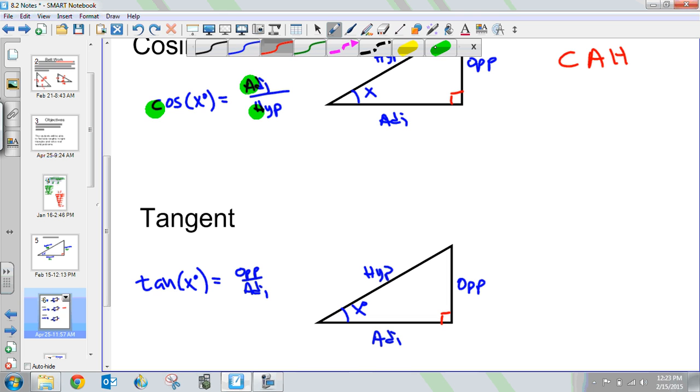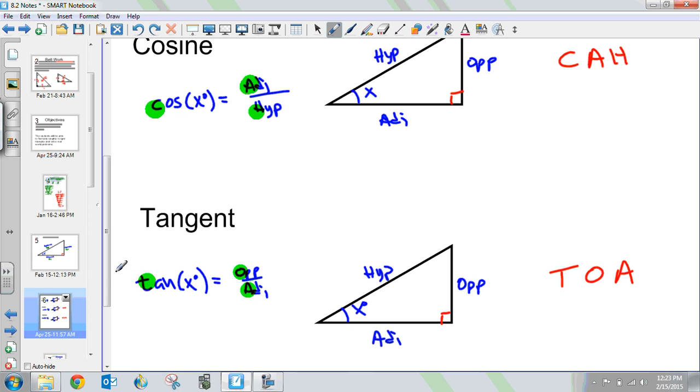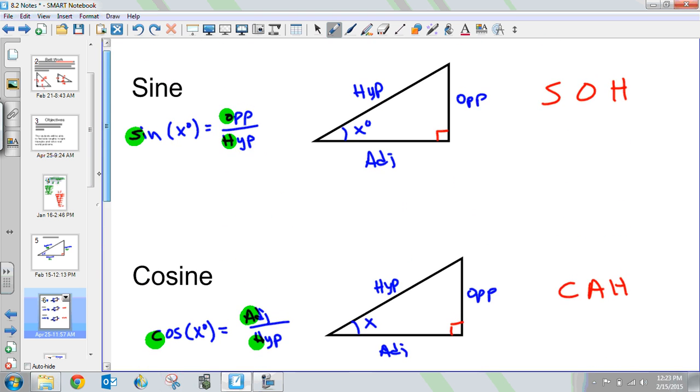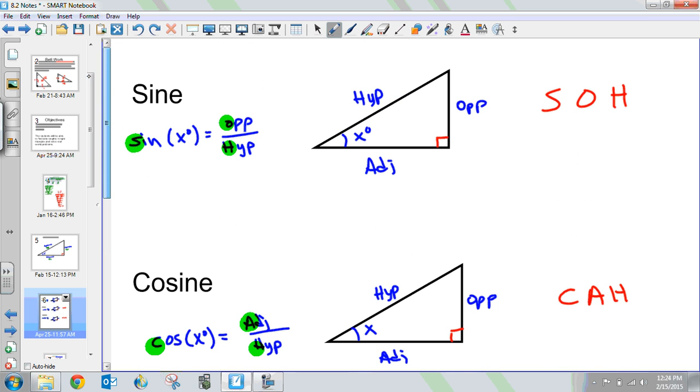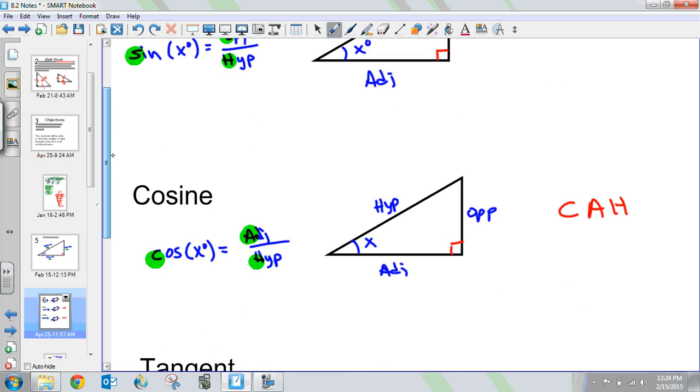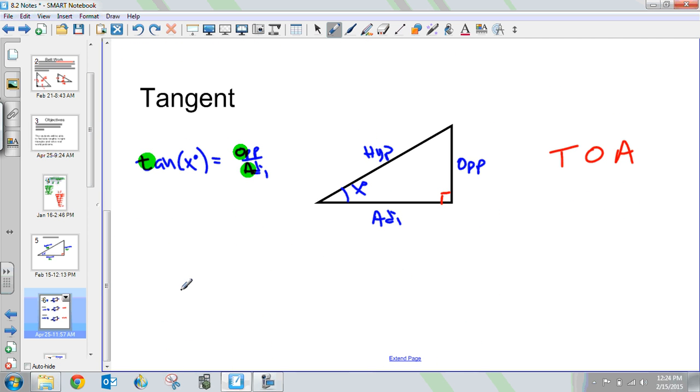Tangent has a T, an O, and an A. So I can write the word TOA. Now I get these words: SOH, CAH, TOA. And this is really a powerful thing. If you can remember this, and it's pretty easy to remember, then for our purposes, this is pretty much what I want you to be able to do.